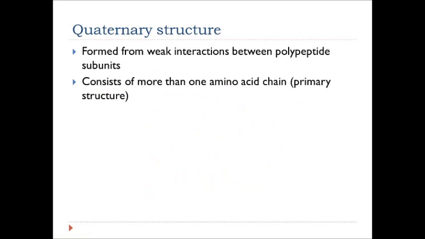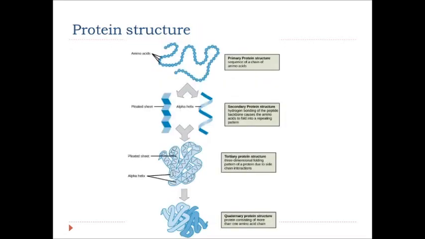The quaternary structure is formed by weak interactions between polypeptide subunits. This consists of more than one amino acid chain, so there should be more than one primary structure to form a quaternary structure. So here's a recap of all of the protein structures from primary to quaternary.